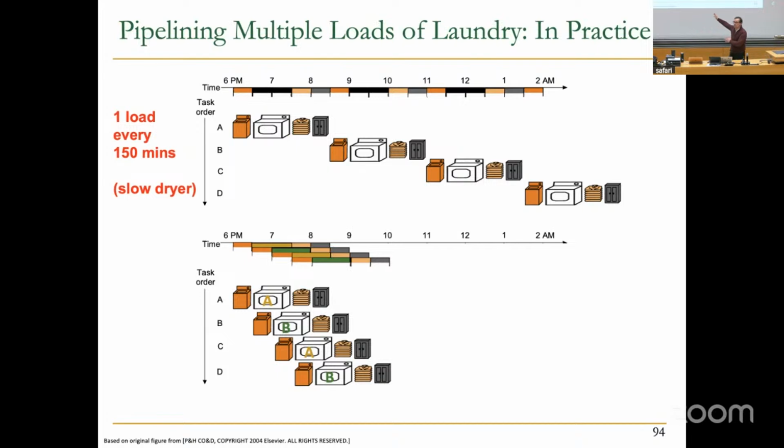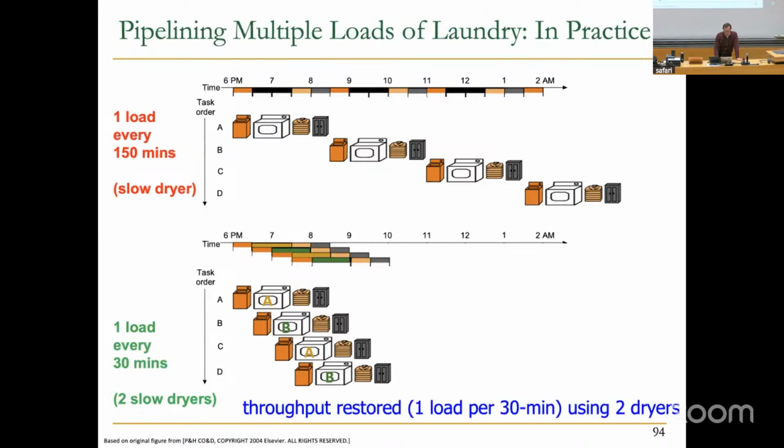Now, this is one solution. The other solution is to make your dryer fast, right? So spend a lot of effort to have a fast dryer. That's another possible solution. So either way, your cost increases. Your cost essentially increased over here, right? You basically restore the throughput using two dryers.